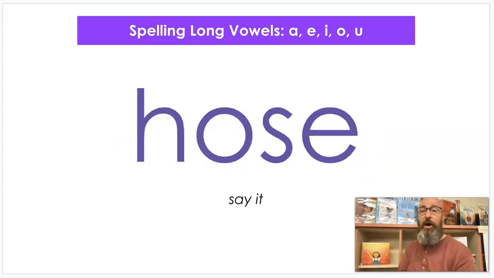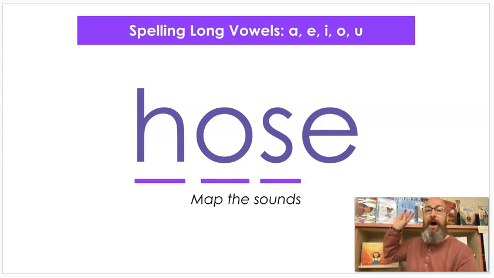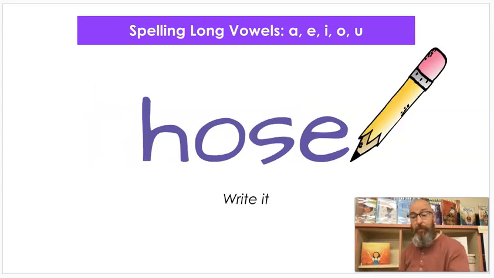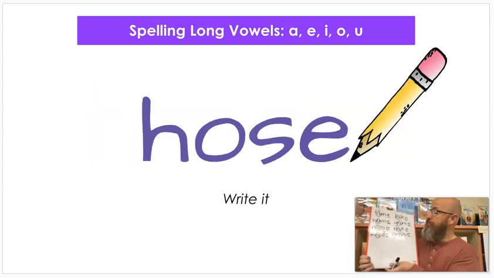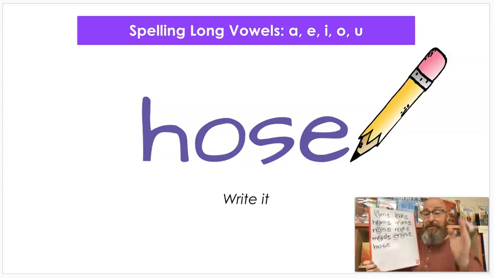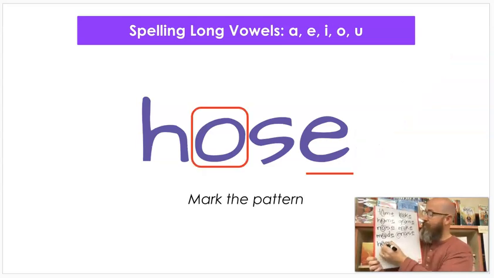Our next word is hose. Say hose. Map the sounds. H, O, Z. Hose. Spell it. H, O, S, E. Hose. Use a watering hose to water the lawn or some flowers. Write it. H, O, S, E. What's the long vowel sound? O, that's right. Circle it. And what do we underline? The bossy E.